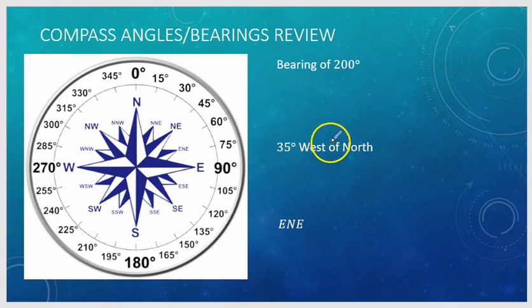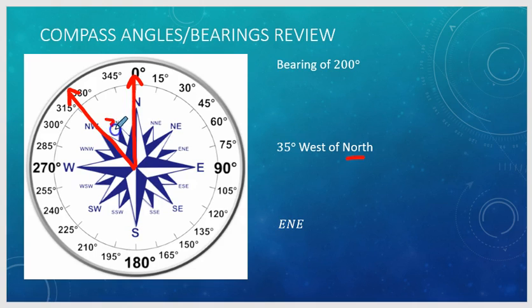They may have the bearing described with some combination of west of north or east of south, whatever the case may be. Here, they're not saying to use the numbers as described on the compass going around. They're instead saying start from this direction, so start from north. And then if they say measure 35 degrees west from there, they're telling you how far to rotate in this direction.